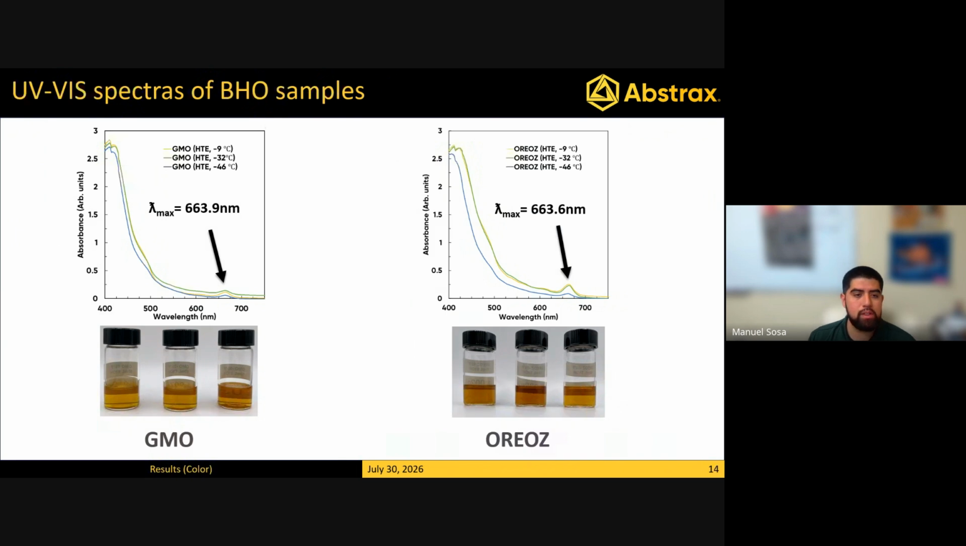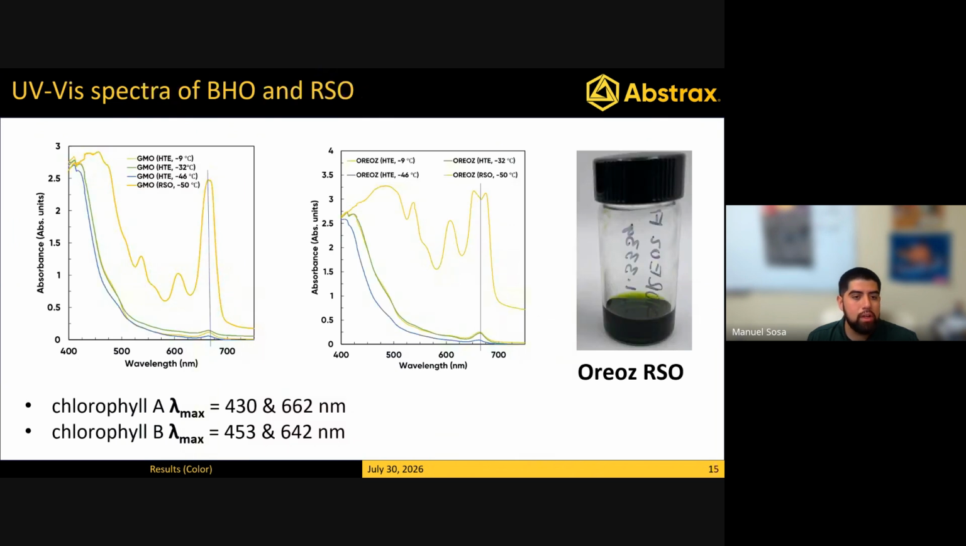Diving into the results, here's some UV-vis data looking at the color. For the most part, there is not much to see until you get to the lambda max of 663. For both the GMO and the Oreos, you see a little bump arise around this lambda max. This was very curious for us because we were trying to figure out what it might be. When we do the UV-vis with our Rick Simpson oil, you can see that lambda max at 663 has a huge spike, specifically due to its green color, as you can see in the vial to the right.